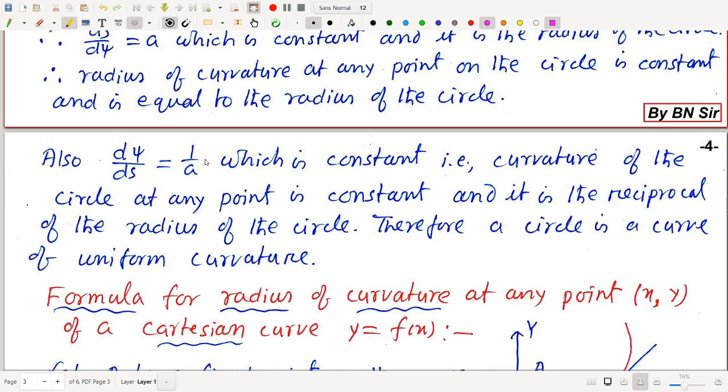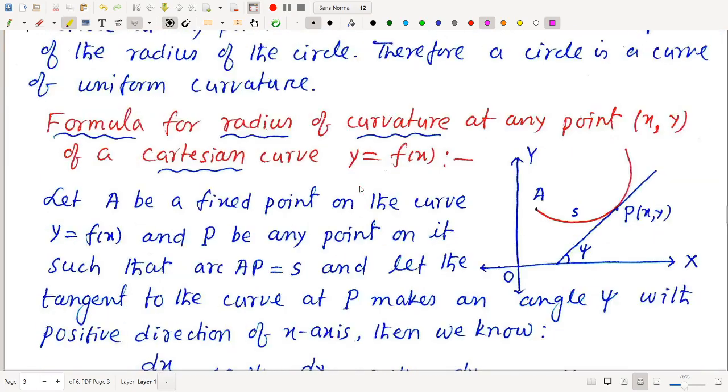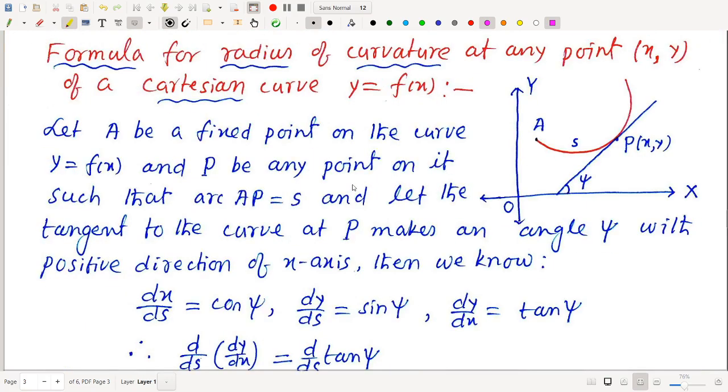Now we need curvature. Also d psi by ds is 1 by A. This is curvature which is constant. 1 by A is also constant. That is the curvature of the circle at any point. d psi by ds is curvature. So curvature of the circle at any point is constant and it is the reciprocal of the radius of the circle. Therefore a circle is a curve of uniform curvature. So proved the result.